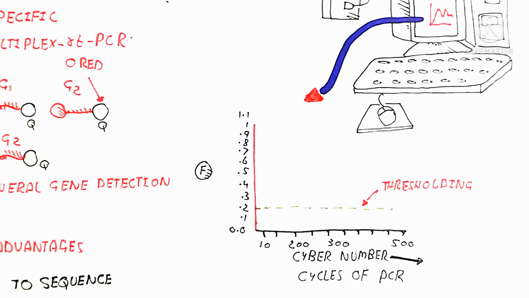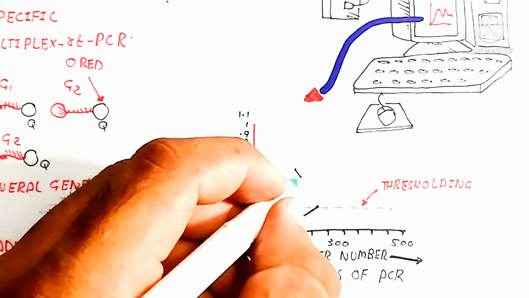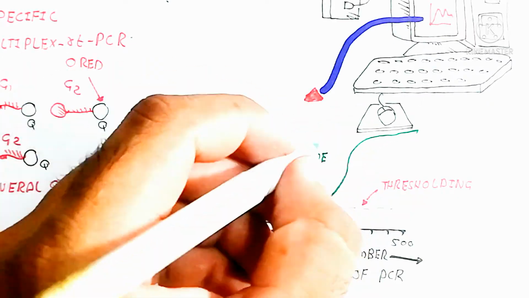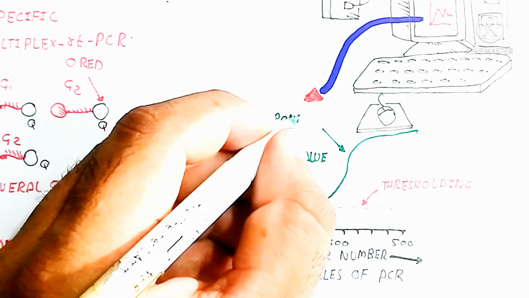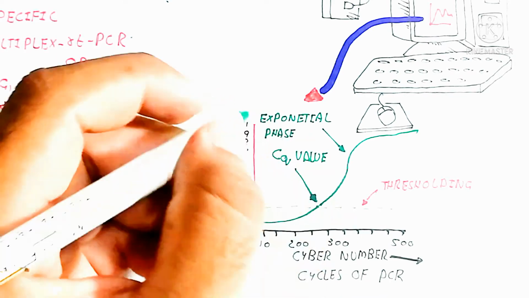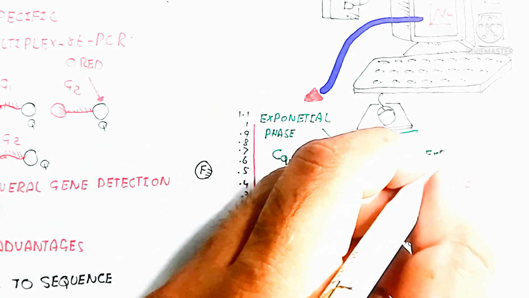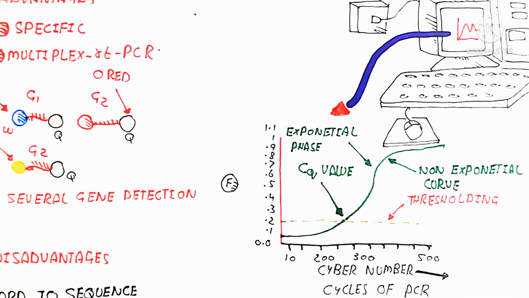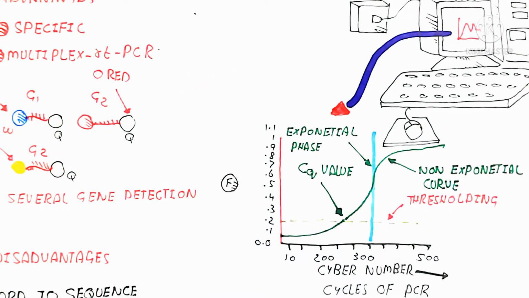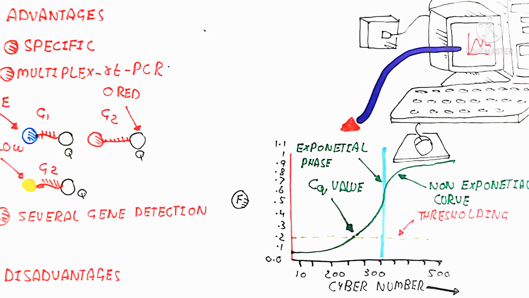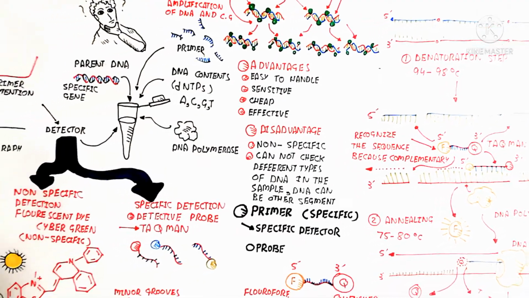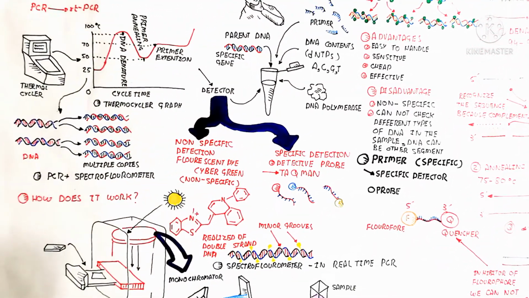So the threshold line is very important. When the curve crosses the threshold line, it means our gene of interest is going well and we are getting a positive result. And here is the exponential phase, which indicates that our gene of interest is being amplified efficiently, and then a non-exponential curve will occur. It means our amplification is done. So thanks.